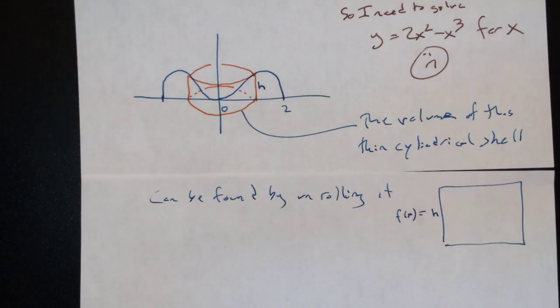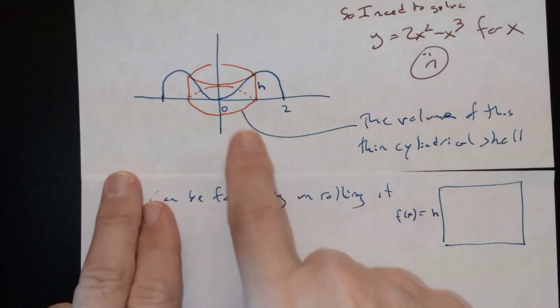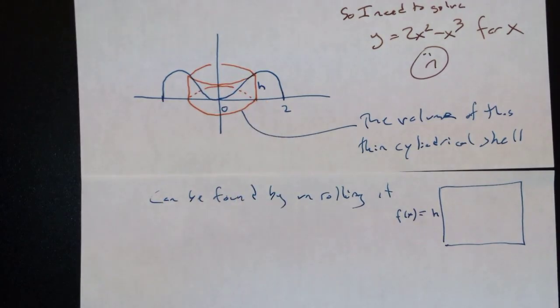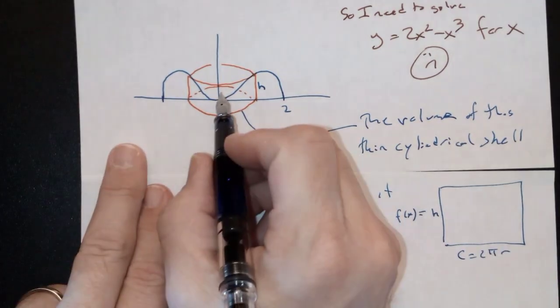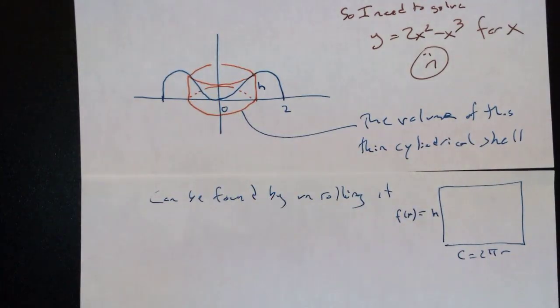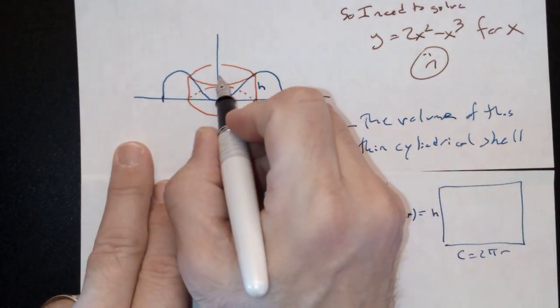From the circumference of my circle, because that's what we unroll, right? Circumference of a circle, 2 pi r. What's the radius? It's the radius up here, isn't it? So the radius in this picture is given here.